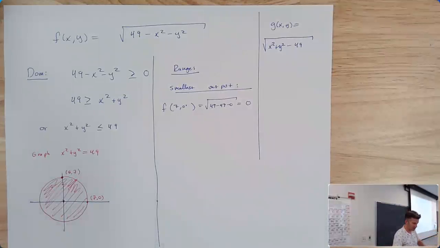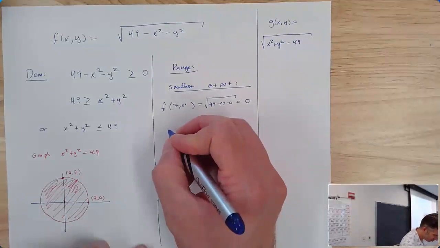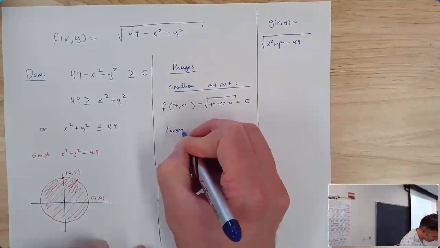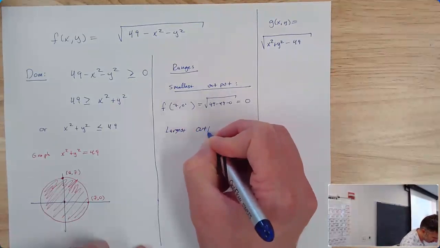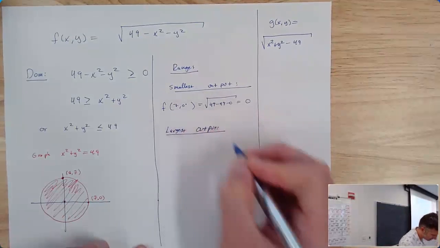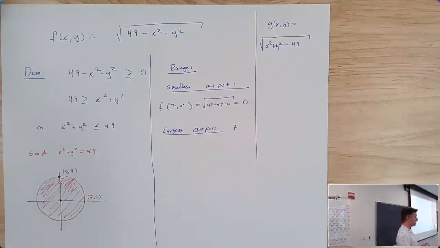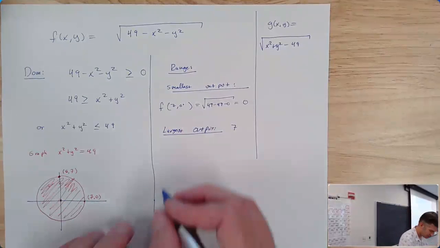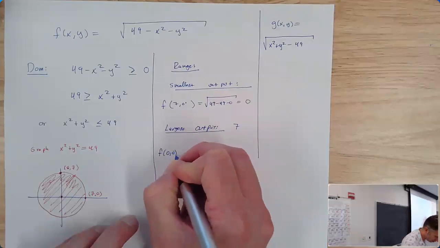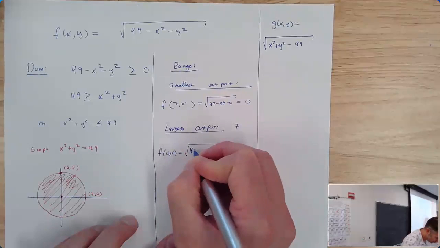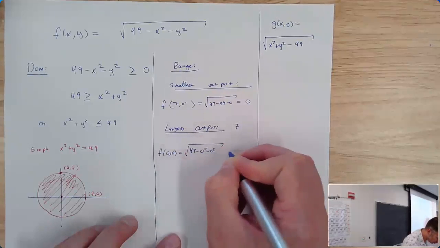On the other hand, what's the largest output we can get? Well, someone already said it. Yeah, definitely 7. And you can only get that by plugging in 0 for x and 0 for y. f of 0, 0 is the square root of 49 minus 0 squared minus 0 squared, which is definitely 7.